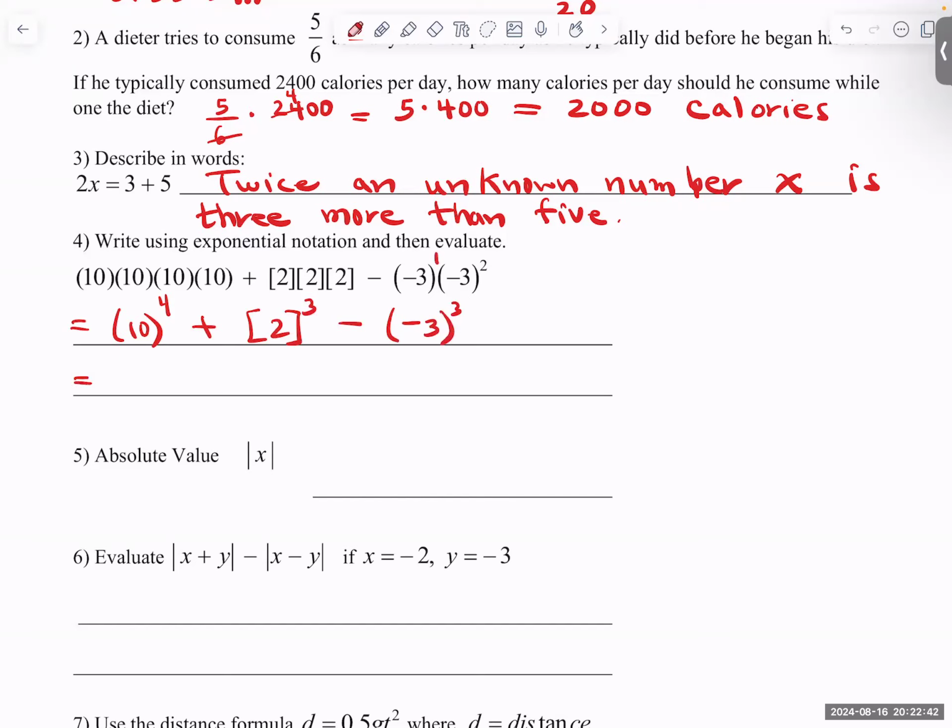So 10 to the fourth power is a 1 followed by 4 zeros. 2 times 2 times 2 is 8. The order of operations says do the exponent before subtraction. So that's minus negative 27, equals 10,008 plus 27, is 10,035.